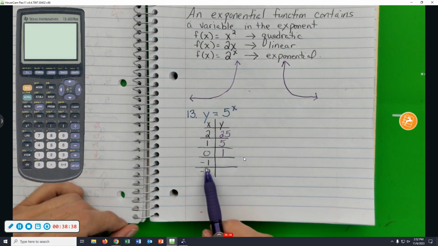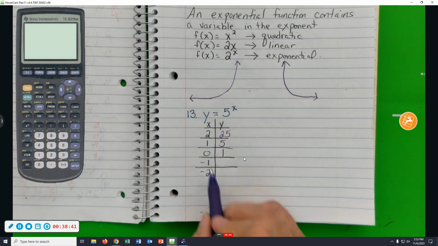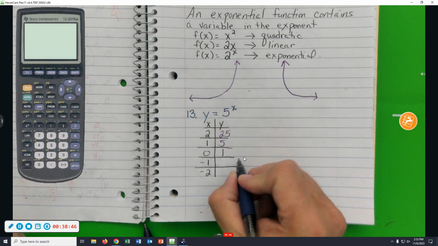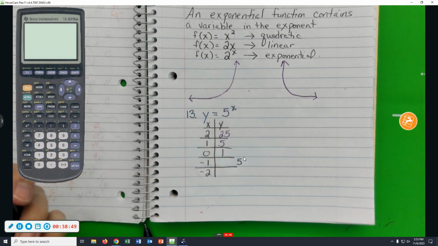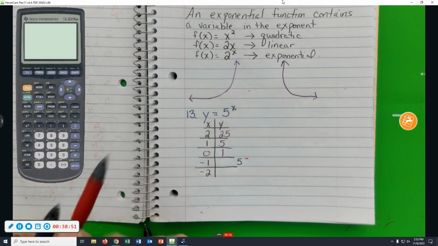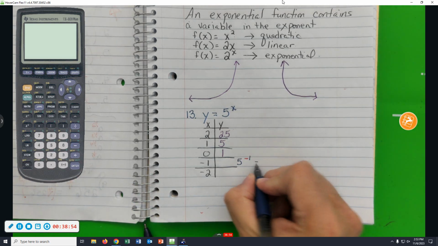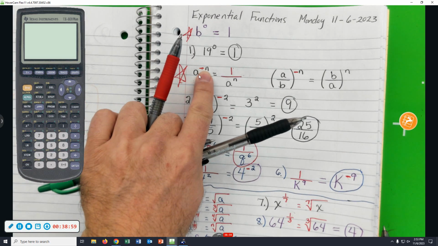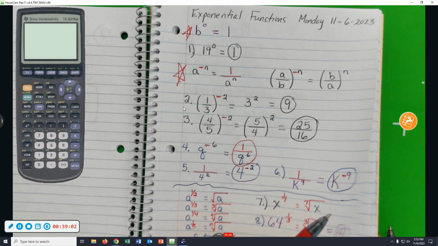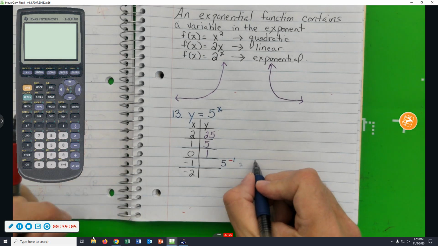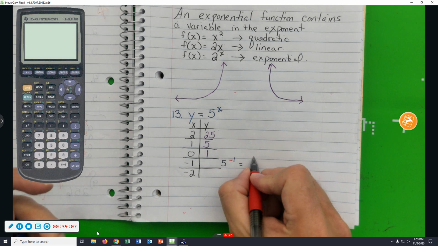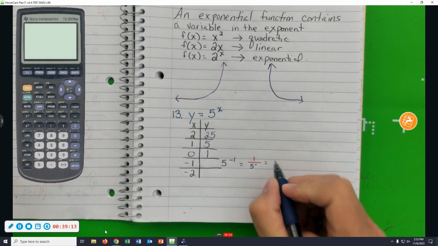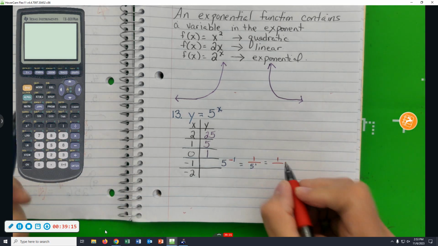And now we're up to the negative exponents. So I'm going to write this out. If I plug a negative 1 in for x, I'd have 5 to the negative 1 power. Well, that would be this rule right here. 5 to the negative 1 is 1 over. That negative exponent means 1 over. So 1 over 5 to the first would be just 1 over 5.